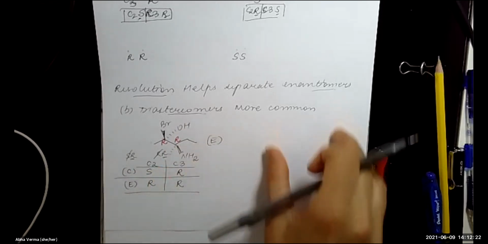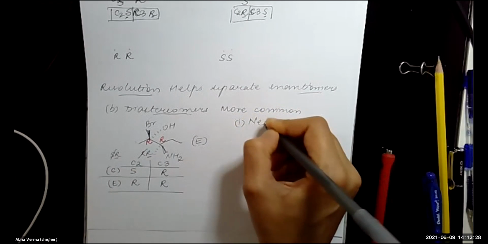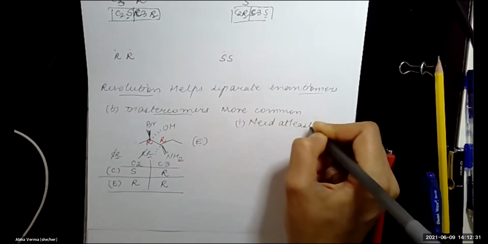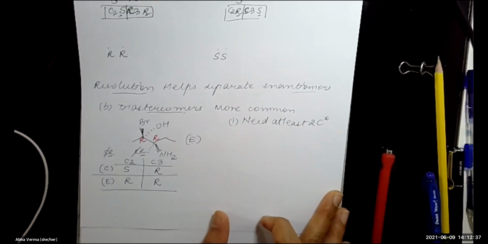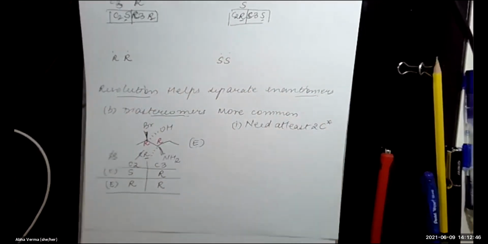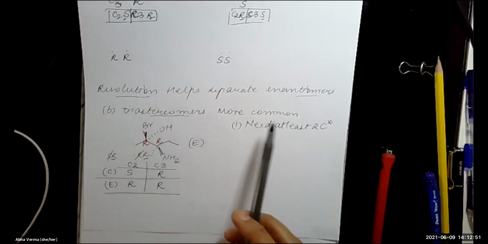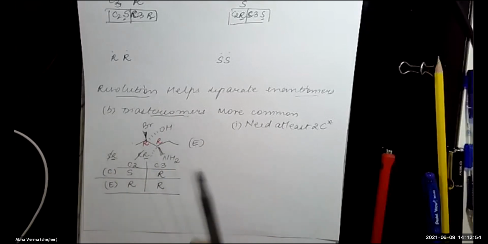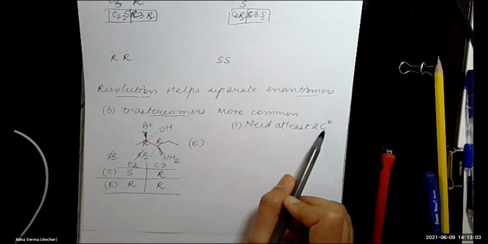Diastereomers, there are a few requirements for diastereomers. First of all, you need at least 2 chiral centers for diastereomers. How many chiral centers do you need for an enantiomer? Only one. At least one chiral center needs to be there. There can be more, but for an enantiomer, you need at least one chiral center. So when you have only one chiral center, you know your structures will never be diastereomers. So these diastereomers are always present with at least 2 chiral centers.